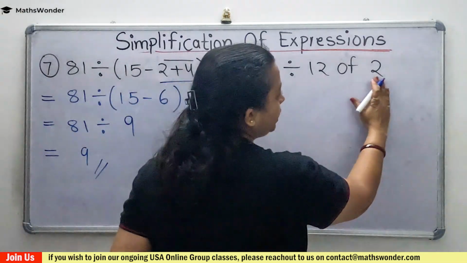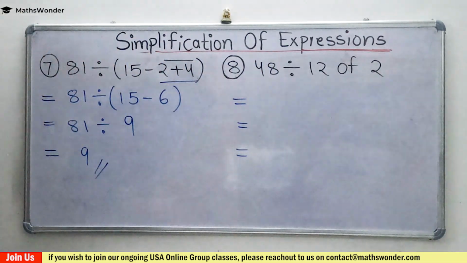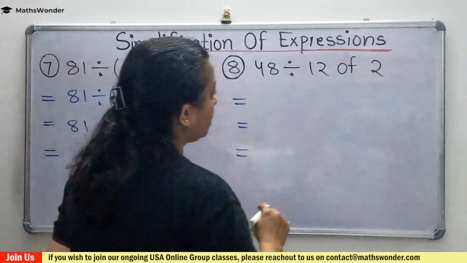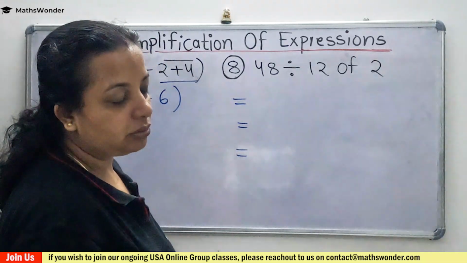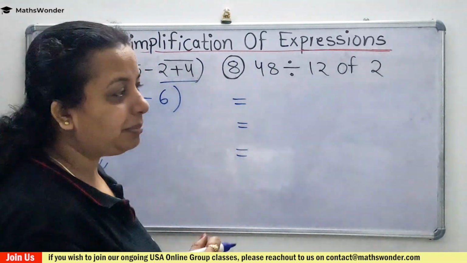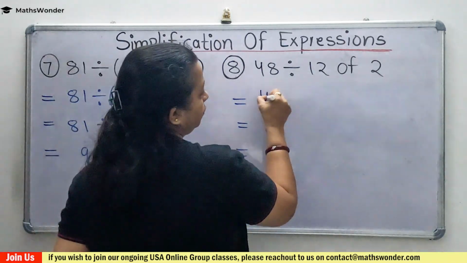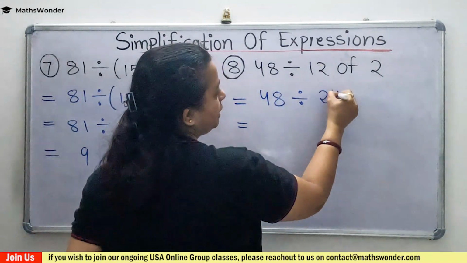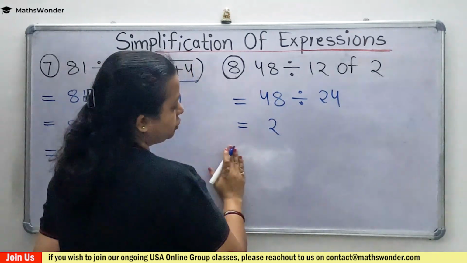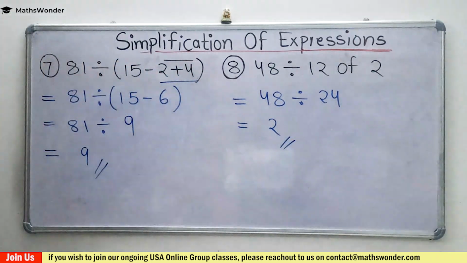In this, according to your rule, which part you will solve first? Of or division? Division. Okay, according to PEMDAS, 48 divided by 12 times 2 will be 24. So your answer is 2.